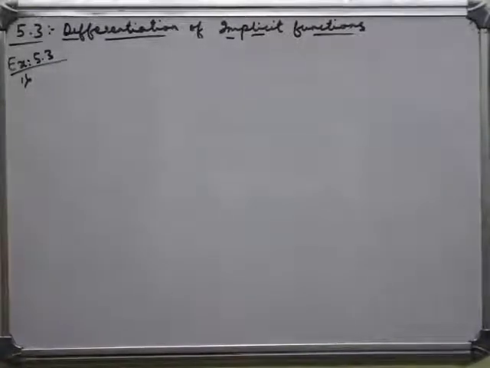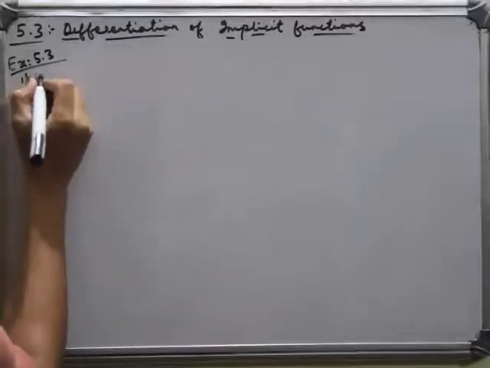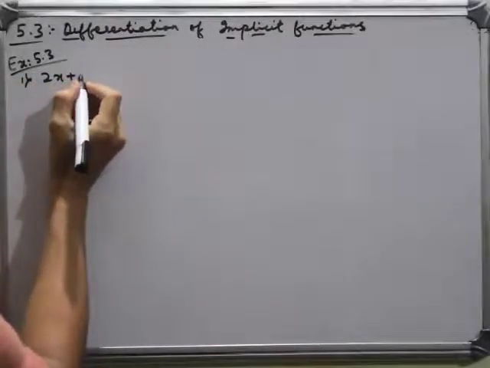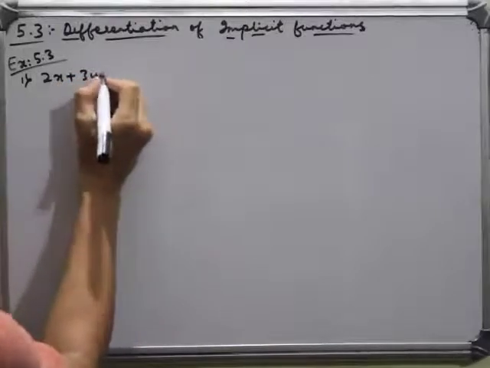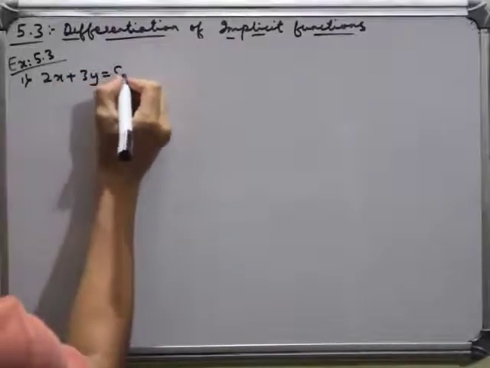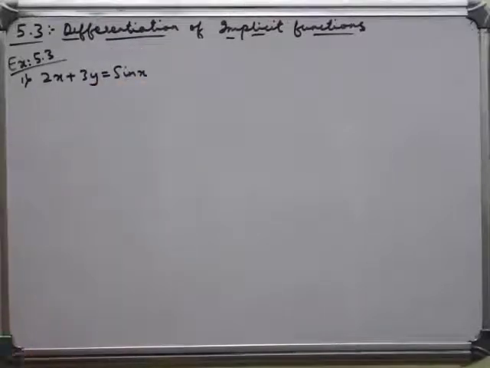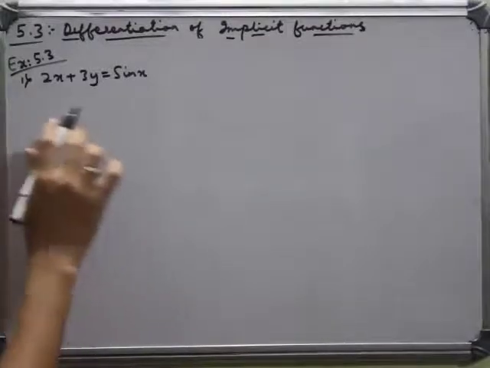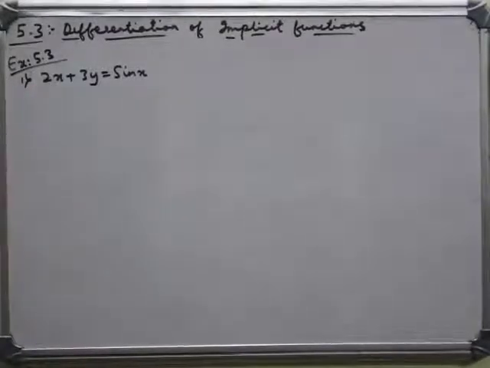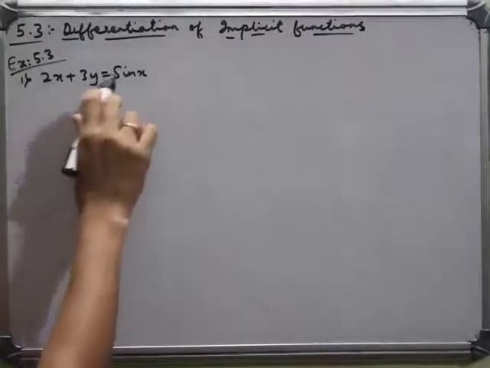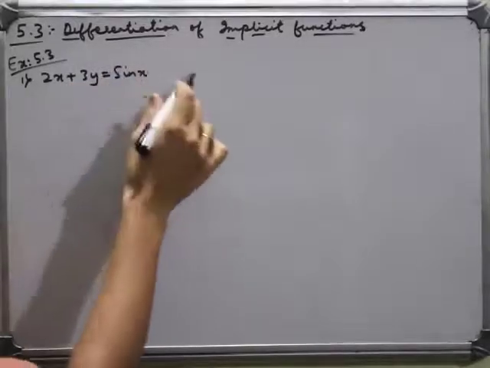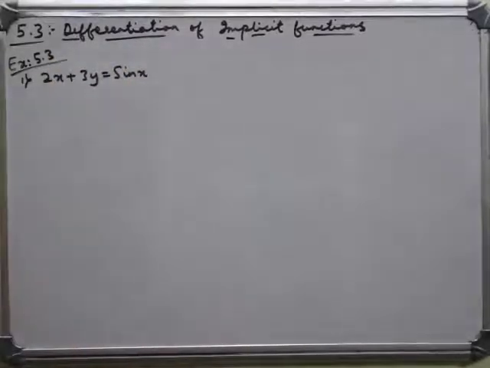Find dy by dx for 2x plus 3y is equal to sin x. Okay, so let us begin. Here we cannot take let y is equal to so and so because this is an implicit function. We can still take 3y is equal to sin x minus 2x, y is equal to sin x minus 2x by 3, and then we can use quotient rule. But instead of that, we will solve in a direct way.